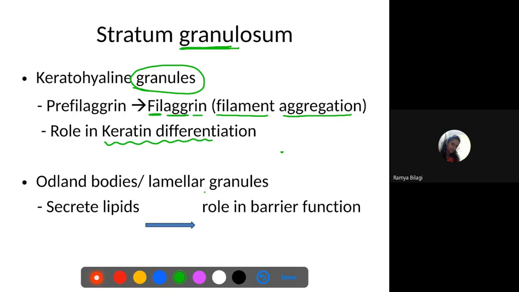What's in the name? Lamellar. They are lamellated, like how we do lamination. So they are lamellated granules. What do they do? They secrete lipids. So lipids or wax or ceramides, so they have a role in barrier function. So filaggrins have a role in keratin differentiation, and the Odland bodies have a role in barrier function.